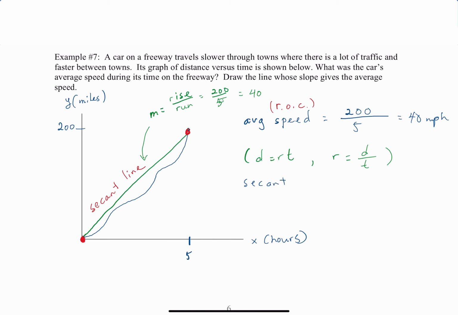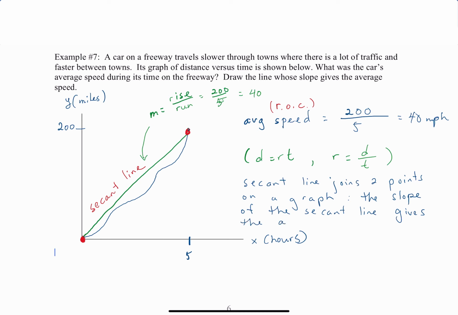The secant line joins 2 points on a graph. And the point we're making here is that the slope of the secant line gives the average rate of change or average speed over that interval.